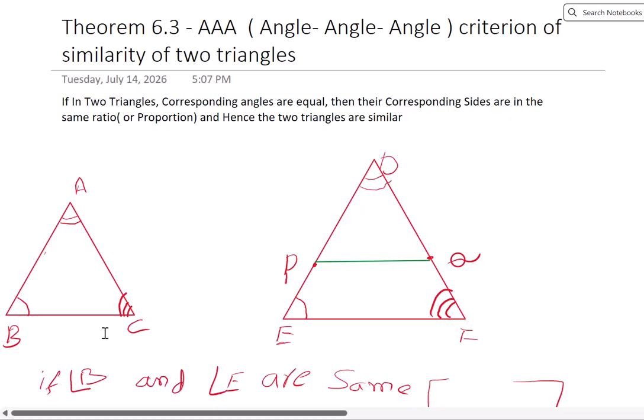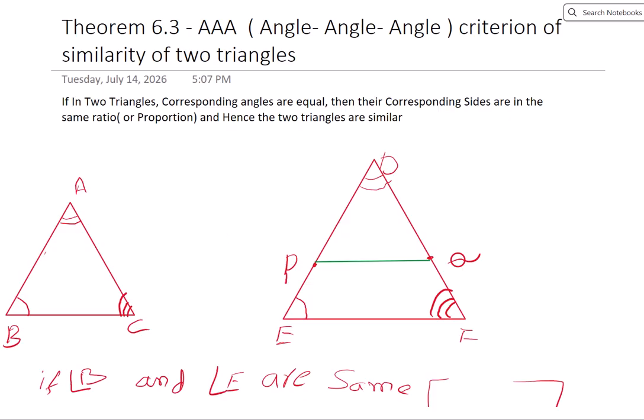What are the corresponding angles? Angle B, angle E are corresponding angles, angle A, angle D are corresponding angles, angle C and angle F are corresponding angles. If these corresponding angles are equal, that means if this angle is 60 and this angle is also 60, then these angles are called equal. Similarly, angle A, angle D also have to be equal. That means if this is 70, this has to be also 70. Similarly, this has 80, this has to be also 80. So then corresponding angles are called the same.